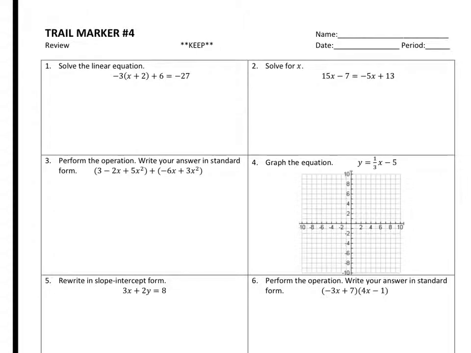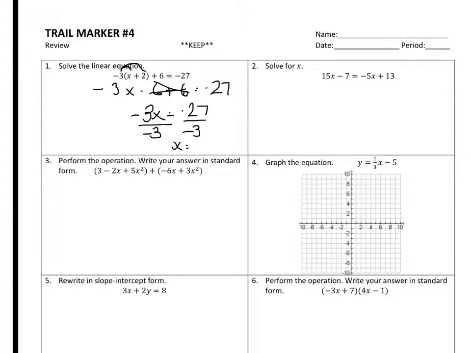Here we go. First thing, I see these parentheses in question 1, so I'm going to use the distributive property. So I get negative 3x minus 6 because it's a negative times a positive. Just going to rewrite the plus 6 equals negative 27. Now let's combine like terms. Because the negative 6 and the positive 6 are on the exact same side of the equal sign, we're just going to combine like terms. Negative 6 plus 6 cancels each other out, equals negative 27. And then we got to solve for x, so I'm going to divide by negative 3. A negative divided by negative is a positive 9.